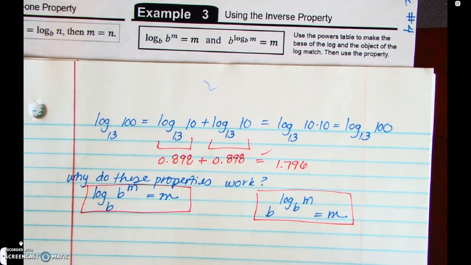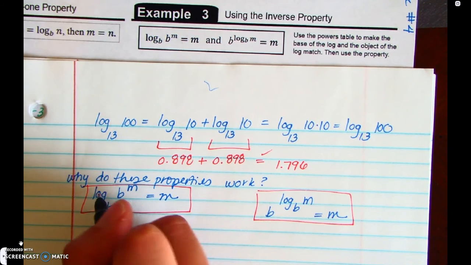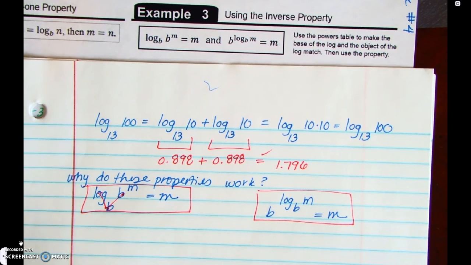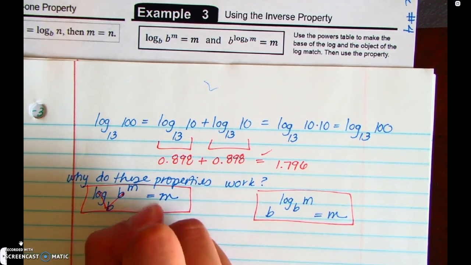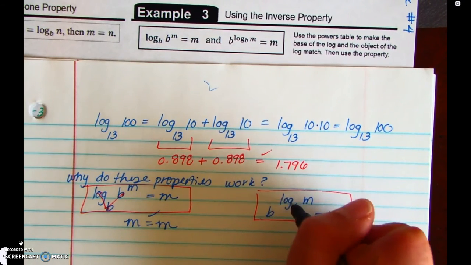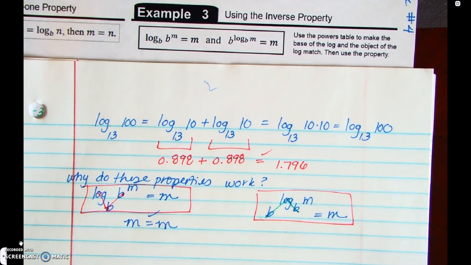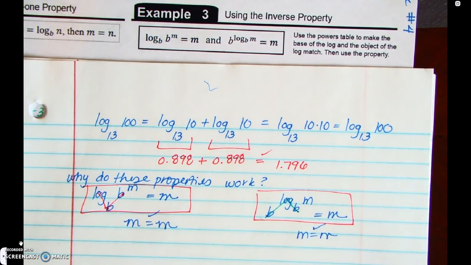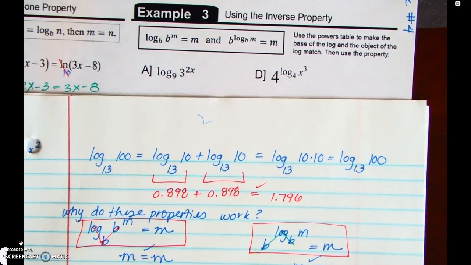So we're going to look at these properties really quickly and try to figure out why they work. If I take log base b of the same number, my log base b cancels, my exponent comes down to the bottom, and I'm just left with m. Look on the other side, same principle is true. If I take the exponent of something with the same base, it disappears, and I'm just left with m. Okay, so we're going to apply these rules to example A.